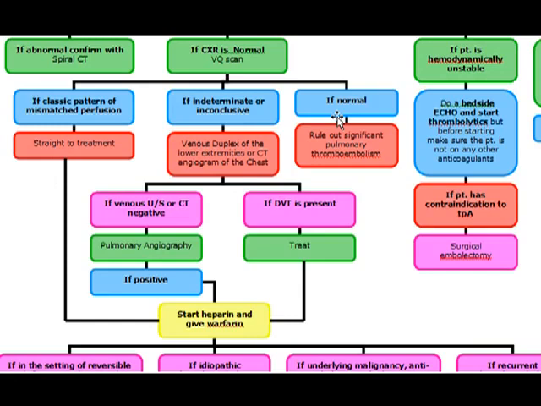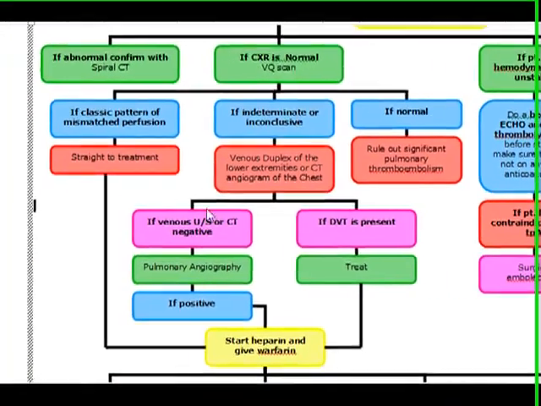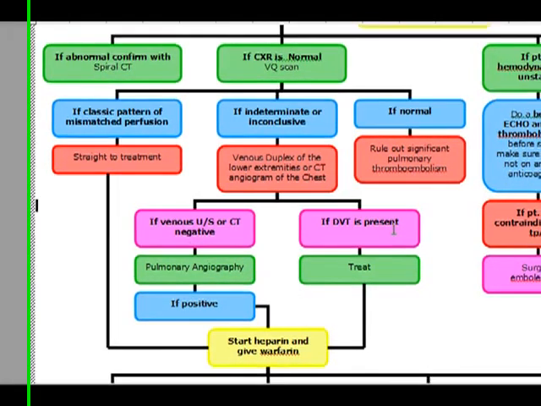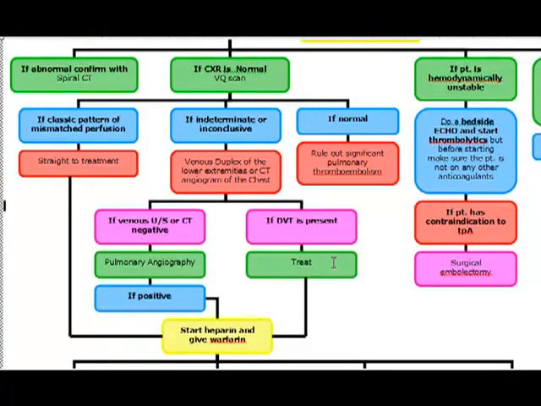And if the VQ scan is indeterminate or inconclusive, this is where it gets a little tricky, okay? You're going to do a venous duplex of the lower extremity or a CT angiogram of the chest. Chest x-ray is normal, VQ is indeterminate or inconclusive. If the venous ultrasound or CT is negative, you're going to do a pulmonary angiography. But if you see a DVT on this venous duplex, you're going to go ahead and go straight to treatment.